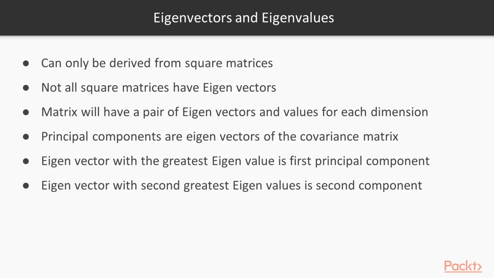Eigenvectors and eigenvalues can only be derived from square matrices, and not all square matrices have eigenvectors or eigenvalues. If a matrix does have eigenvectors and eigenvalues, it will have a pair for each of its dimensions. The principal components of a matrix are the eigenvectors of its covariance matrix, ordered by their corresponding eigenvalues. The eigenvector with the greatest eigenvalue is the first principal component. The second principal component is the eigenvector with the second greatest eigenvalue, and so on.